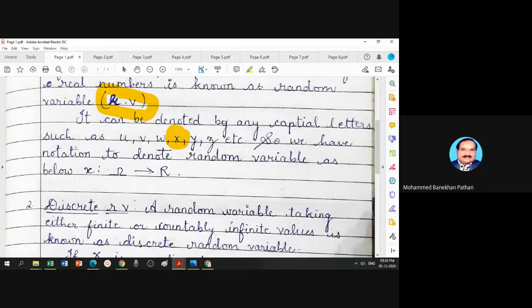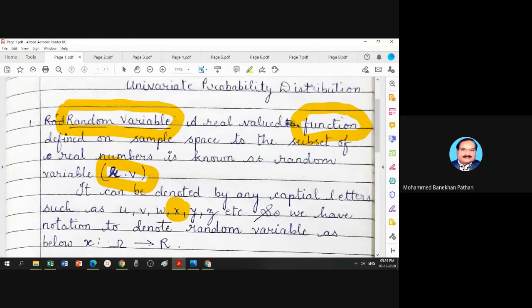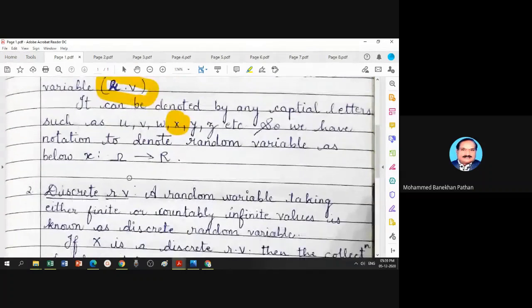So as per the definition of mathematics, I write the random variable. It should be capital X, make a correction. Capital X colon omega goes to the set of real numbers. So you can see now this is exactly the definition of a function in mathematics.